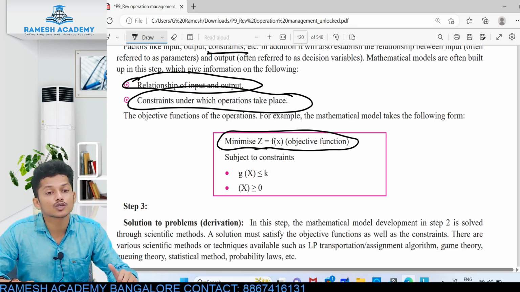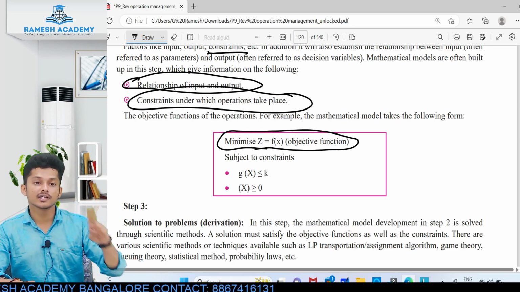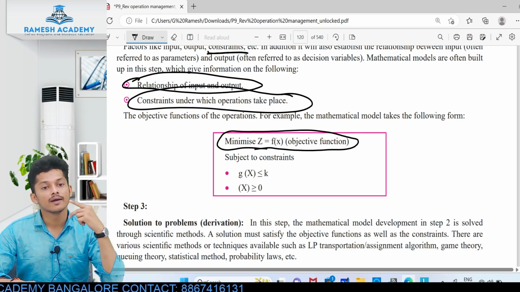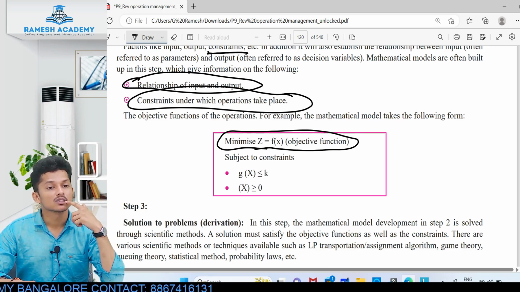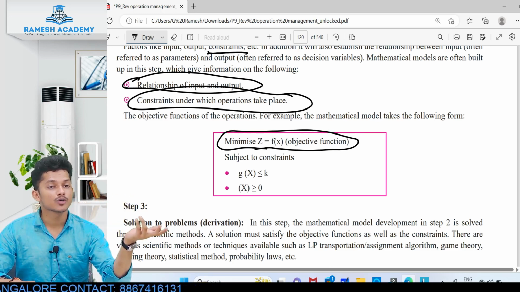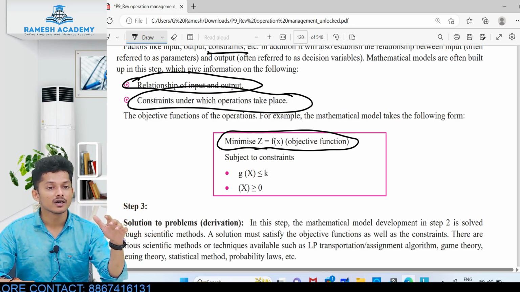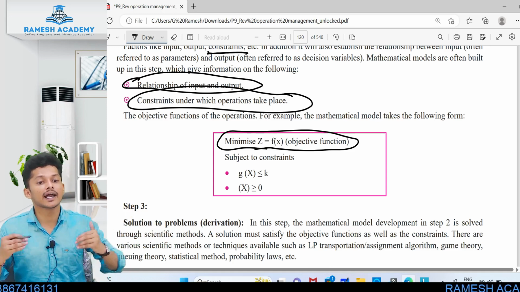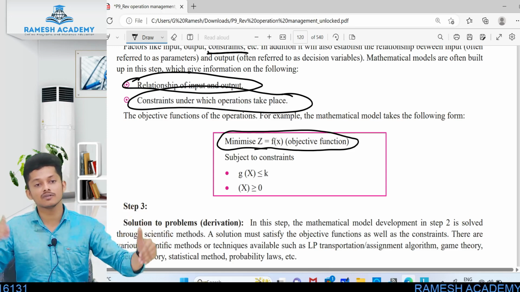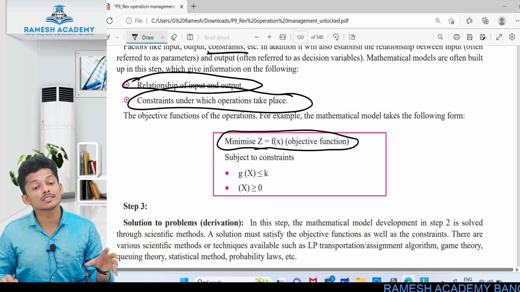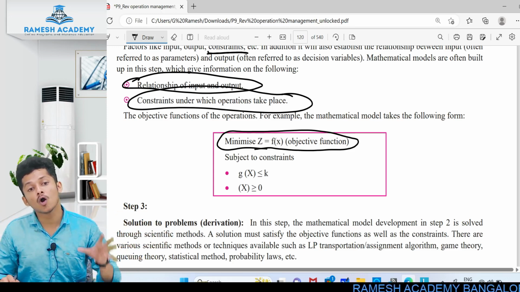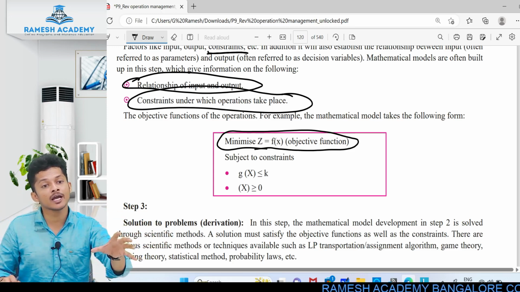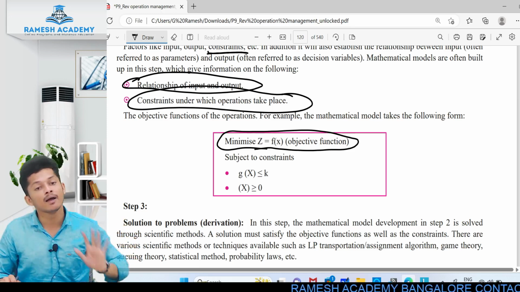And subject to the constraints, suppose there are 2 factors, A and B. A is producing tea, B is producing coffee. Okay, and then these 2 businesses are taken by C, and C is the leader here, C is the manager, and under C, A and B are working. One is tea, one is coffee, and C must make an objective function: how much profit is getting from A and how much profit can we get from B.